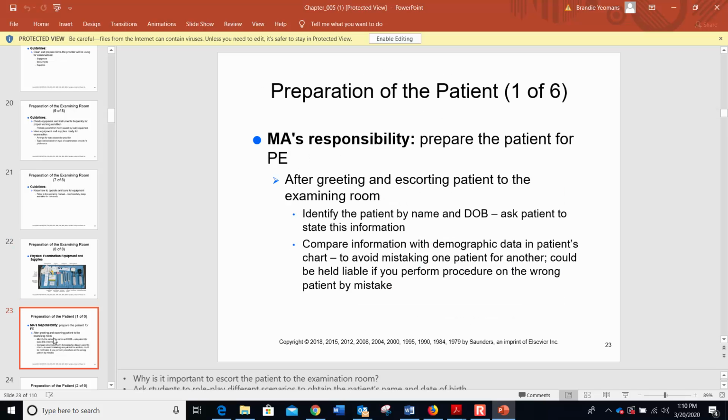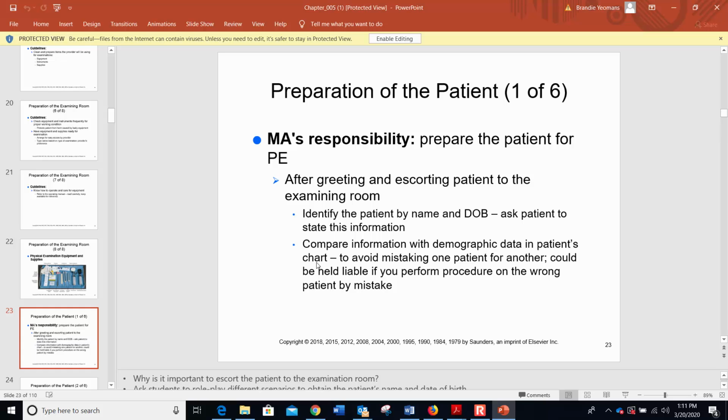So, what is our responsibility during the exam? Well, in this case we're looking at the preparation. After we greet the patient in the reception area or the lobby, we want to make sure that we did call back the correct patient. I promise you, there are going to be times when you have 2 or 3 people stand up because they thought you called their name.